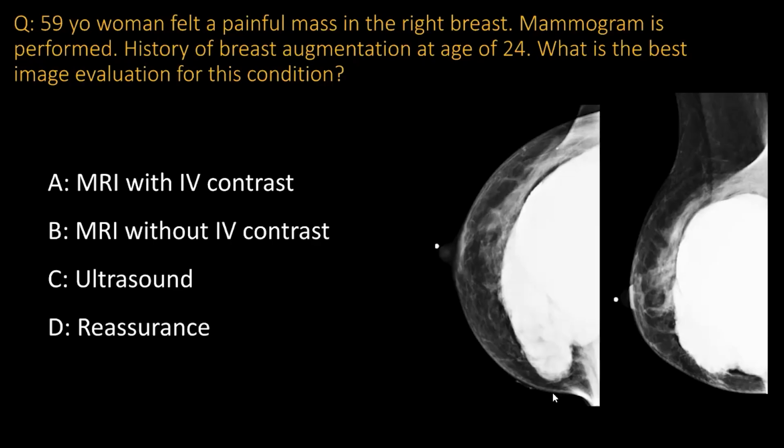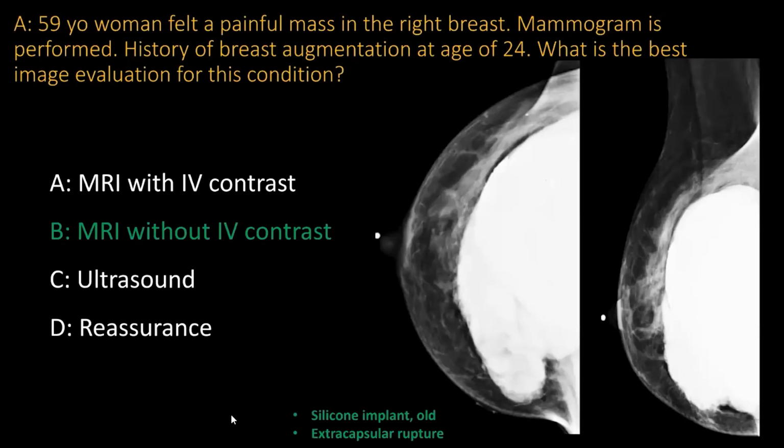Actually, in this case, we don't need to do the ultrasound because we already know that it's an actual capsular rupture. We need to do the MRI without contrast because we know that the implant is quite old. The patient already told you that. You also found calcification around the capsule. You also worry about the contralateral breast. So for this one, I would recommend MRI without IV contrast.